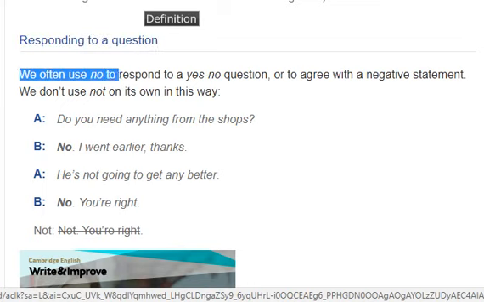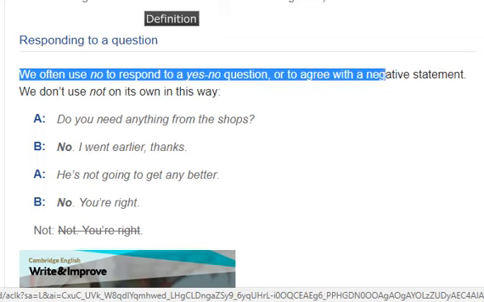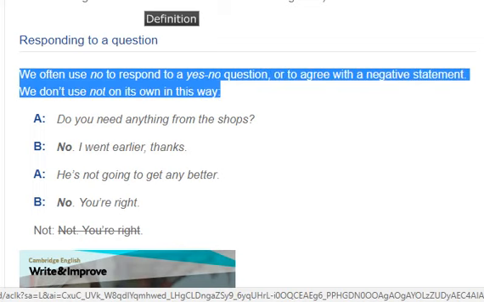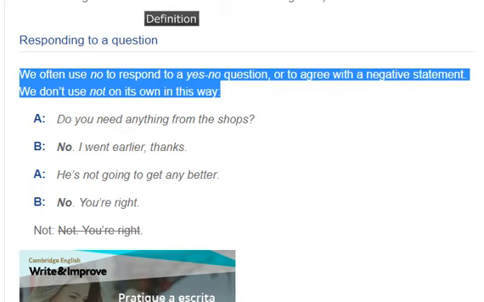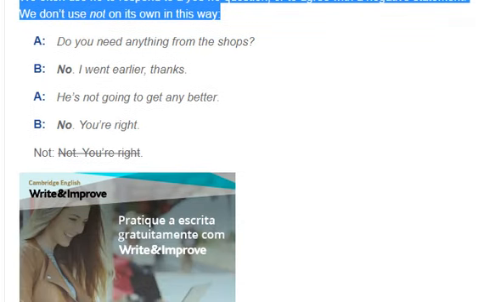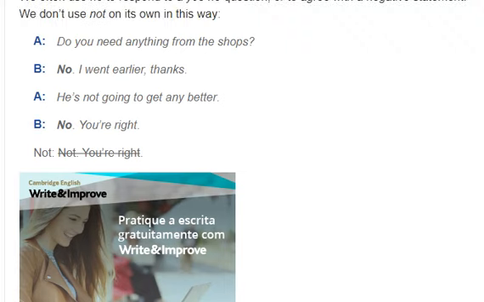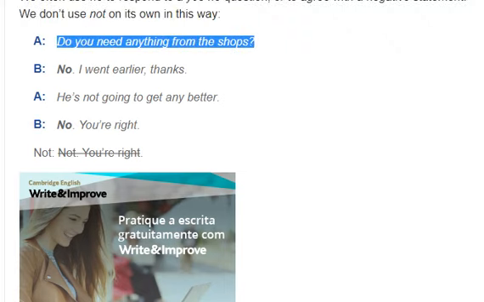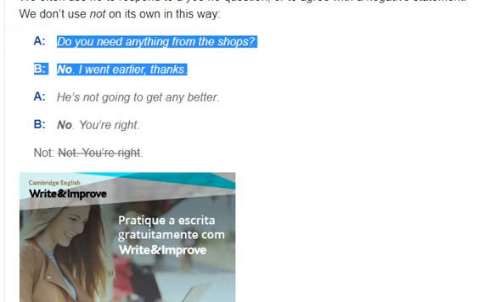Do entendimento da pergunta. Ó, responding to a question, quando respondendo para a pergunta. We often use no to respond to a yes or no question, or to agree with a negative statement. We do not use not on its own in this way. Do you need anything from the shops? No, I went earlier, thanks. Você não vai falar, do you need anything from the shops? Not. Você não vai falar assim, você falou não.